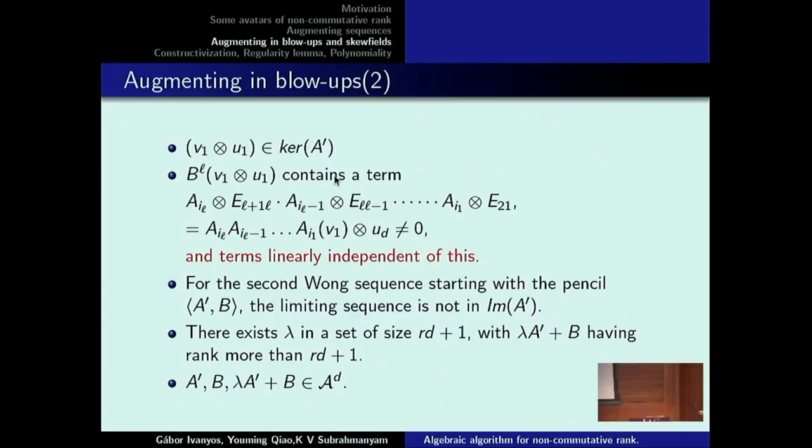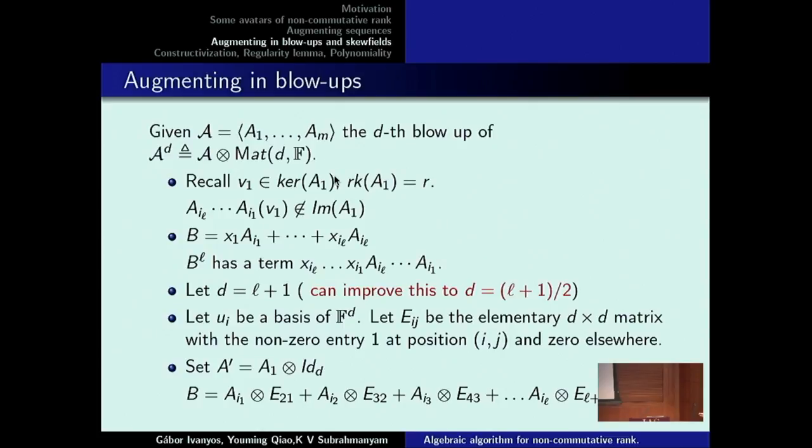So now what we do is, we have blown up the matrix space. We are looking at a matrix of this size. And we know that if I look at this matrix A prime and a large power of B, an element which was in the kernel of this has been pulled out by a large power of this B.